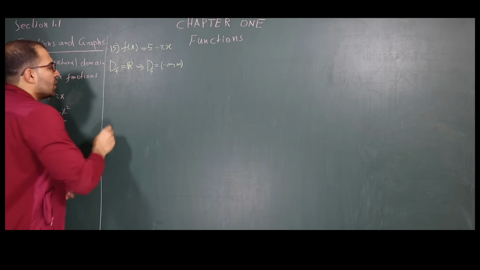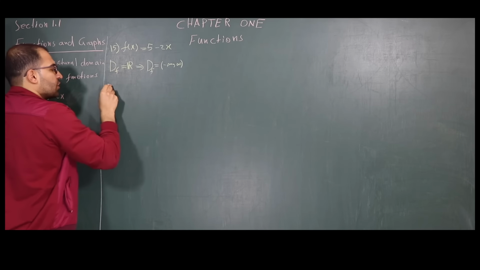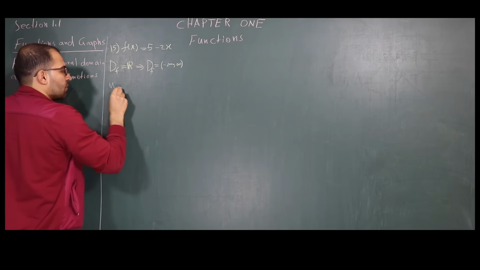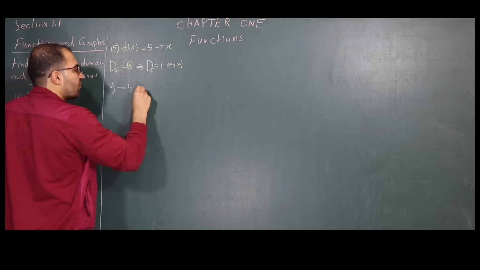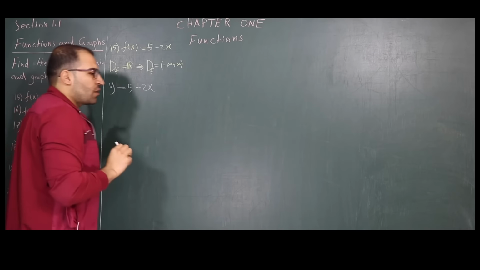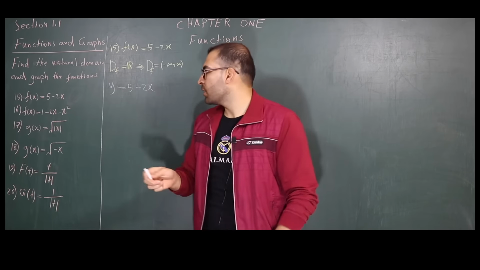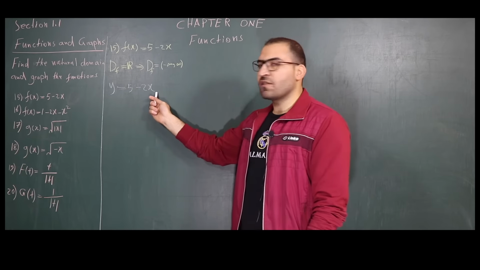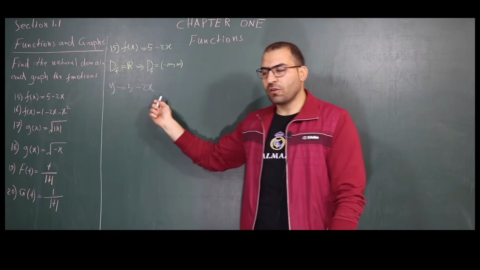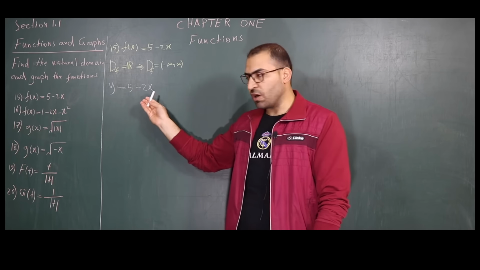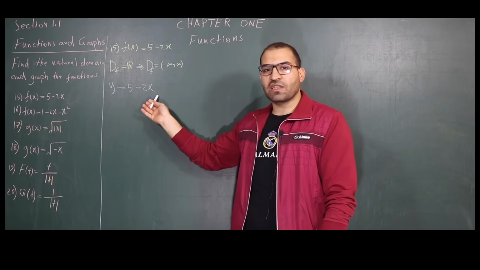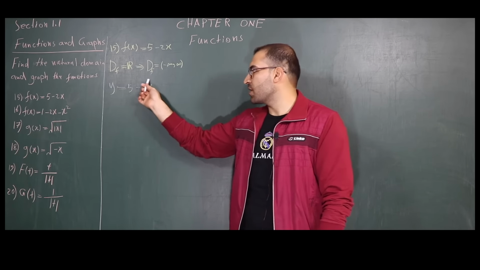I'm going to change the function to this formation. I'm going to write it y equals 5 minus 2x. To graph the line, we call this a line, it's not a parabola, it's not a polynomial of degree more than 1. We call it a line because it's linear, because the greatest exponent in the whole equation is just 1.